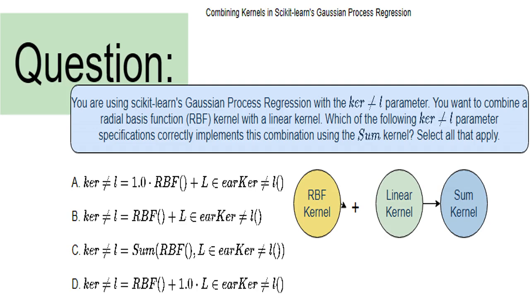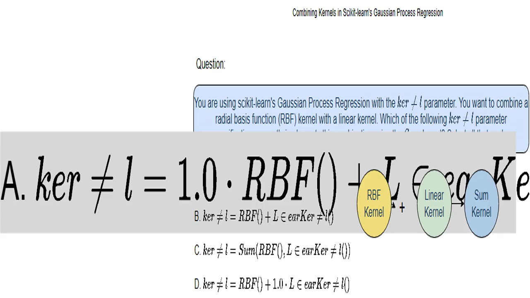This question asks you to identify the correct ways to combine a radial basis function, RBF, kernel and a linear kernel using the SUM kernel in scikit-learn's Gaussian process regression. It's testing your understanding of how to create and combine kernels. I can combine the RBF and linear kernels using the plus sign. This directly adds both kernels together, using default settings for each. It's a simple and straightforward way to do it.